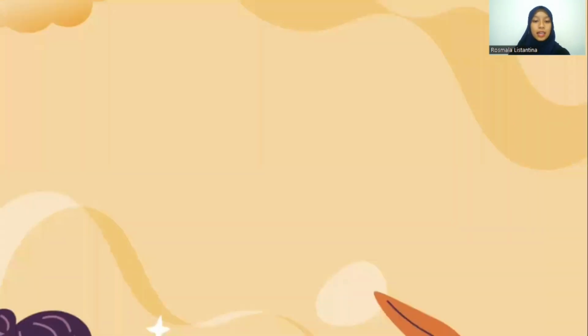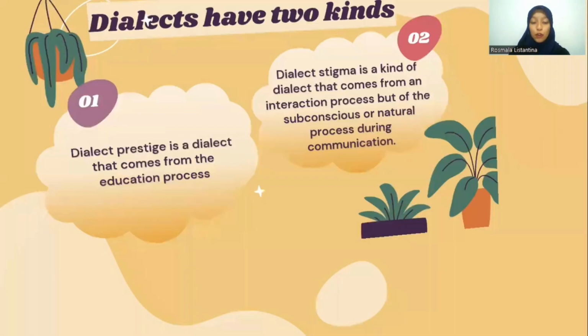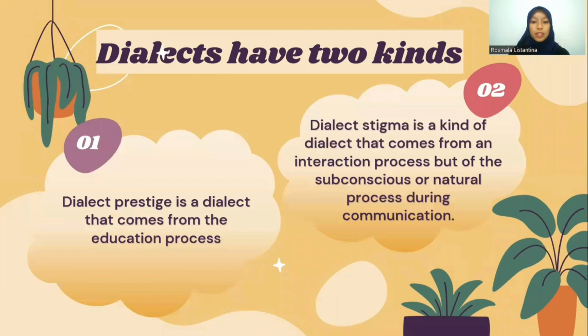Okay, next. Dialect has two kinds. The first is dialect per stage. It's a dialect that comes from the educational process. The second is dialect stigma. It's a kind of dialect that comes from an interaction process, but of a subconscious or natural process during communication.